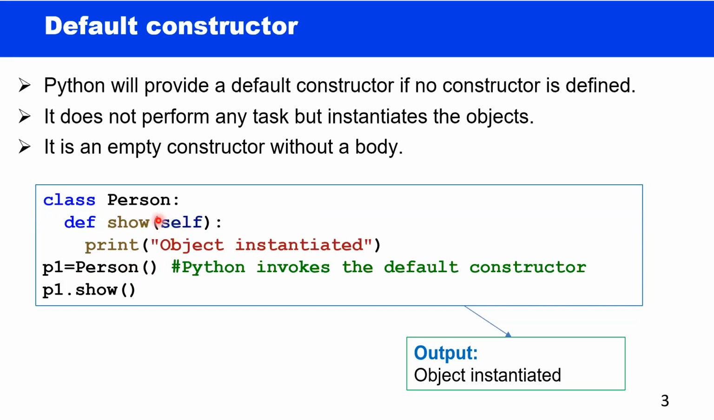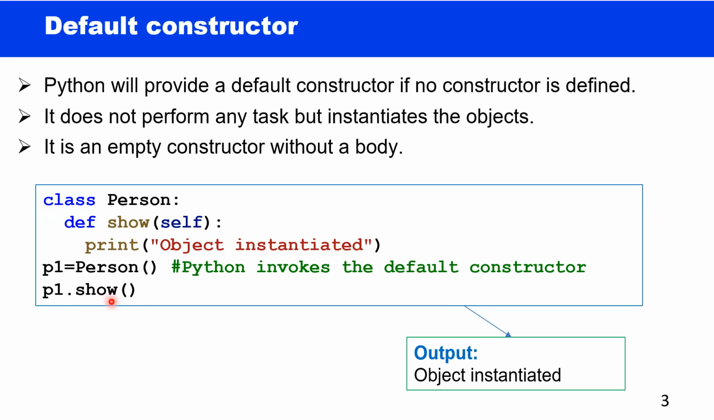If we write an init method, this instantiation should invoke the init method. Since we have not written the init method within the class, Python invokes the default constructor. So the default constructor does nothing. That means there is no initialization done within the default constructor. It is an empty constructor basically.